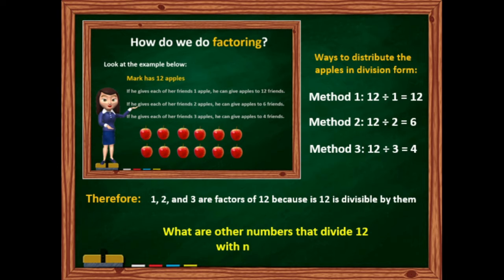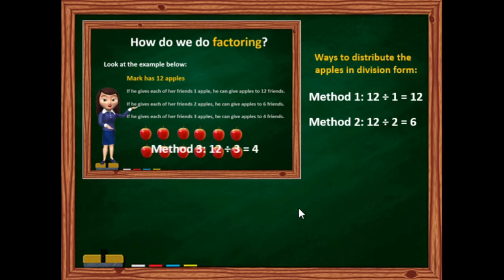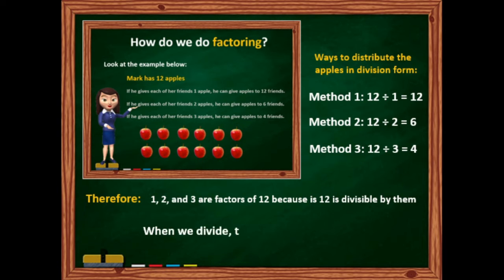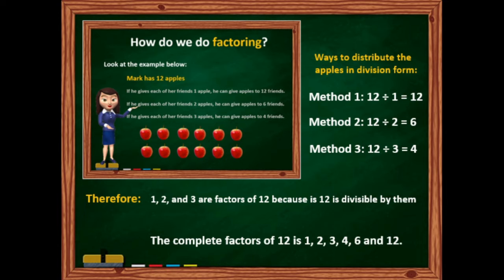What are other numbers that can divide 12 without remainder? You can have 4, 6, and 12. Now, the complete factors of 12 are 1, 2, 3, 4, 6, and 12. Remember, remainder means the number that's being left during a long division method.